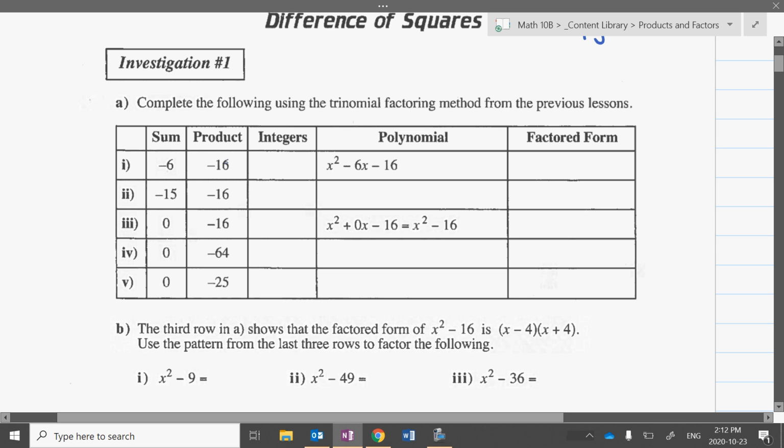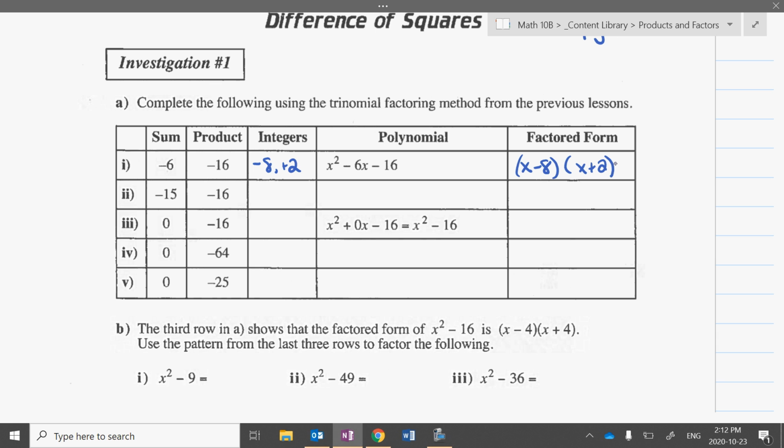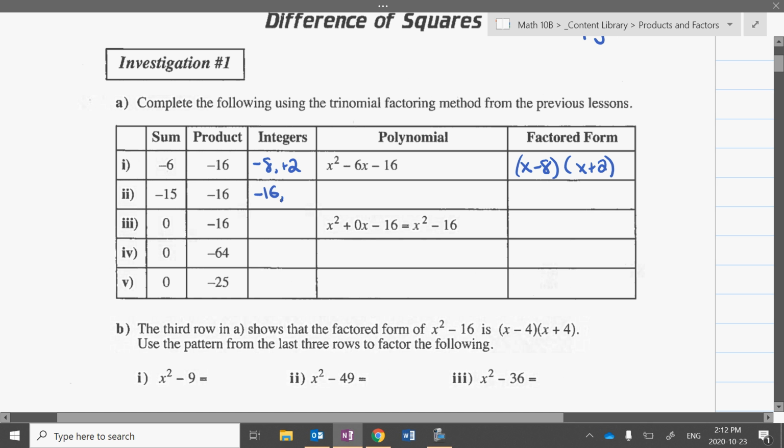So a product of negative 16 and a sum of negative 6. That gives us negative 8, negative 2. We would factor that to be x minus 8 times x, my apologies, plus 2. Our next one, still negative 16. However, we only want negative 15, so that means we have to use negative 16 and positive 1. Negative 15 is our b term. So then I factor this to be x minus 16, x plus 1.